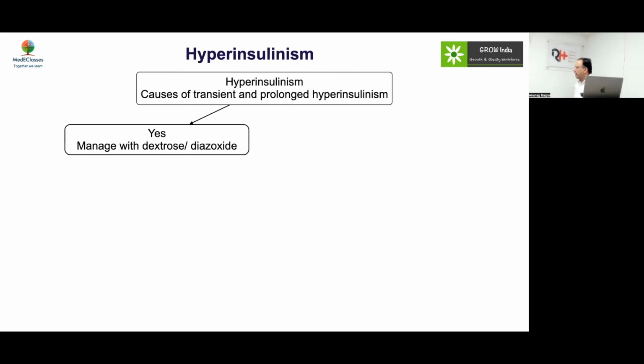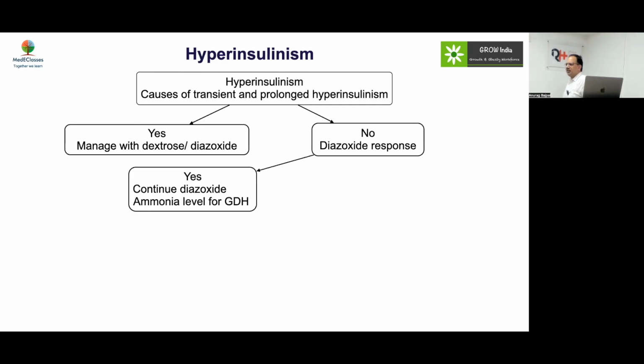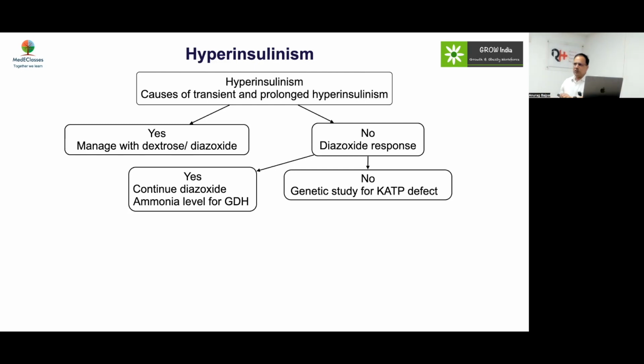If you have improvement, then you continue with that. If there is diazoxide response, don't worry, you continue on that. Don't do unnecessary genetic workup or imaging. In this scenario, you can check ammonia level for GDH, which will help the diagnosis. If the diazoxide response is absent, it is a very important recommendation that you do a genetic study of the child as well as both the parents.